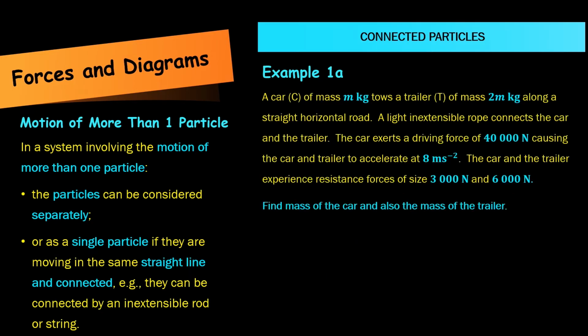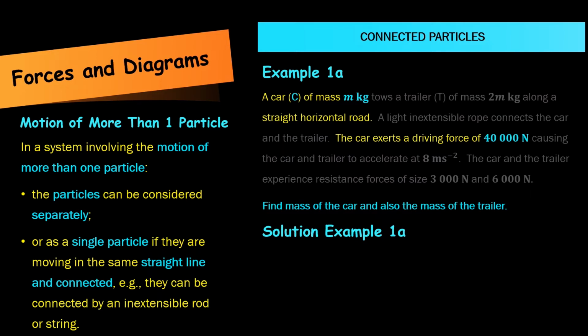So let's solve example 1a first. A car C of mass m kilograms tows a trailer T of mass 2m kilograms along a straight horizontal road. A light, inextensible rope connects the car and the trailer. The car exerts a driving force of 40,000 newtons, causing the car and trailer to accelerate at 8 meters per second squared. The car and the trailer experience resistance forces of size 3,000 newtons and 6,000 newtons. Find the mass of the car and also the mass of the trailer.